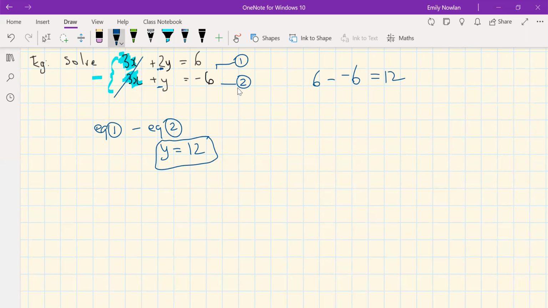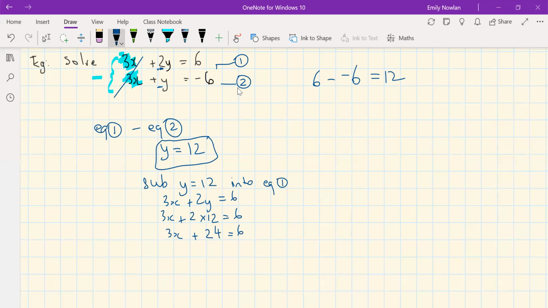Okay, done that one. Now, after I've got y, I need to substitute my answer back into one of the equations. It doesn't matter which equation I substitute it back into, so you can pick whichever one you want. I'll just go with the first one. So here's the first equation, 3x plus 2y equals 6. Instead of y, I'm going to put 12, so it becomes 3x plus 2 times 12 equals 6, which is 3x plus 24 equals 6.